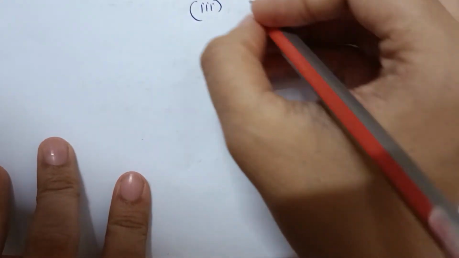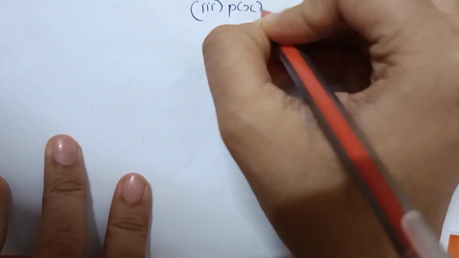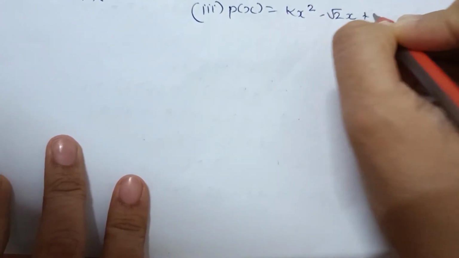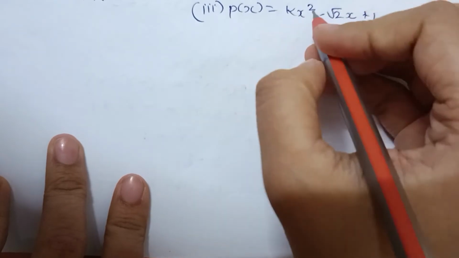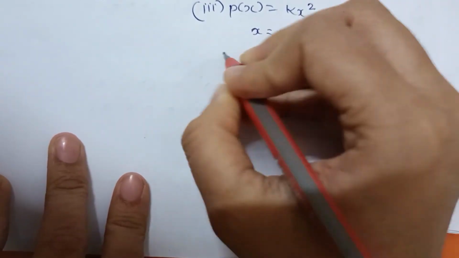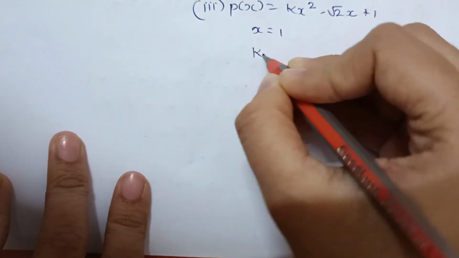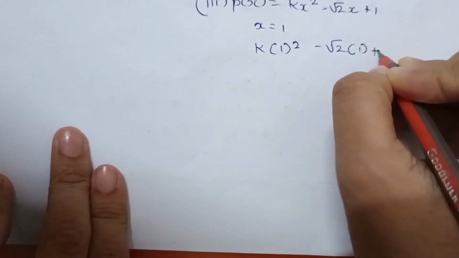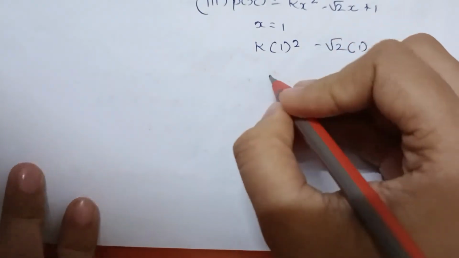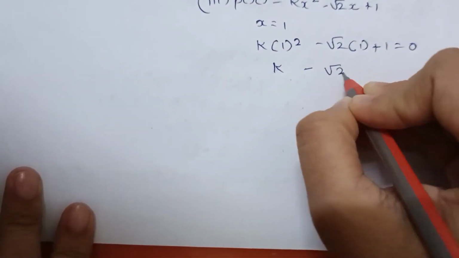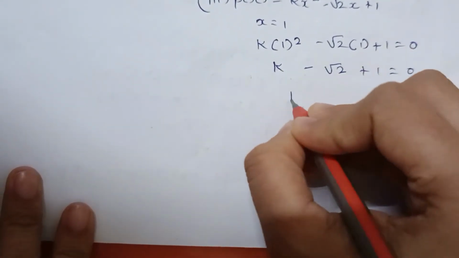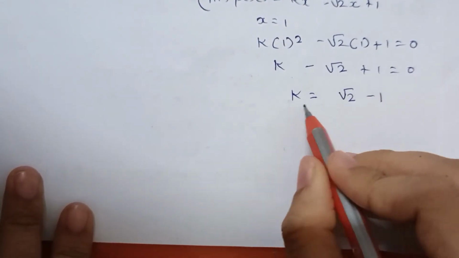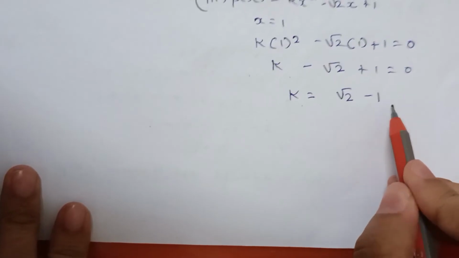Question number 3. px is equal to kx square minus root 2x plus 1. So x value is 1. We will substitute x value in this, equal to 0. So k minus root 2 plus 1 is equal to 0. k is equal to root 2 minus 1. So the value of k is root 2 minus 1.